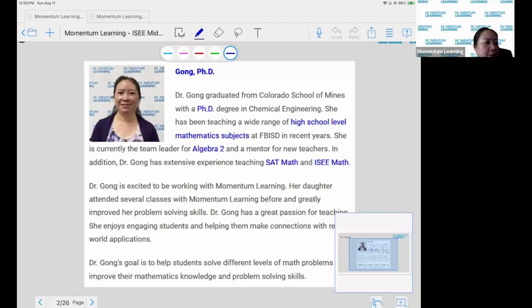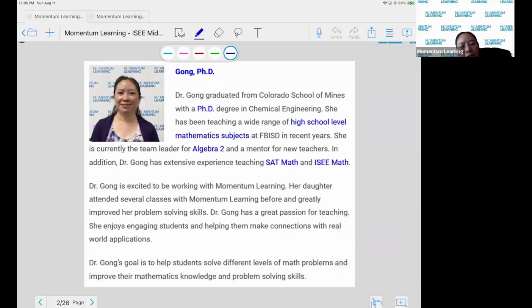I really enjoy and am excited to be working with Momentum Learning again this year, helping to engage students and help them make connections with real world applications.